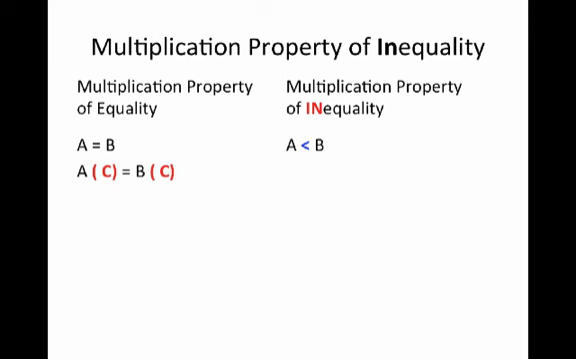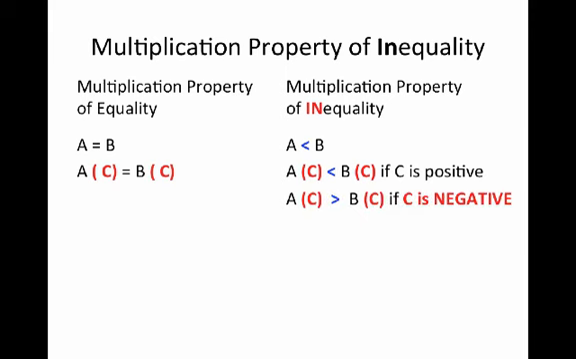If A is less than B and we multiply both sides of the equation by a positive number, we end up with a balanced or equivalent inequality. If we multiply by a negative number, though, we've got to flip the inequality. Notice that the inequality is pointing in a different direction. Let's look at why.